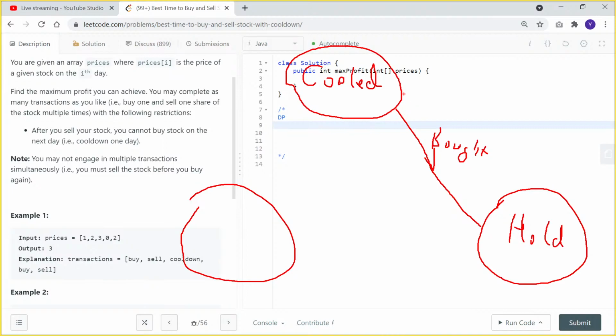But actually cooled can continue, it can still be cooled, so it can also go to itself. And similarly hold, you hold the stock one day and then you can hold it the next day. So it can also have a self-pointing arrow.